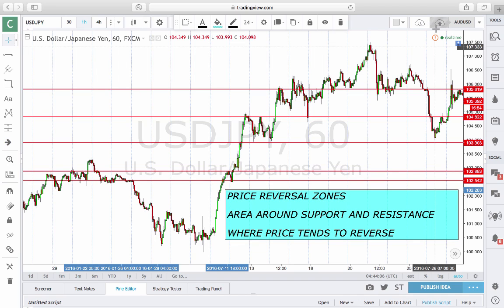For me, what I found was areas within the market where price pretty much reversed, based off a couple key things. What price reversal zones are is an area around support and resistance where price tends to reverse. So obviously you guys have already gone through the support and resistance video, but adding on to that, I want to give you guys a visual reference, a visual tool to help you when it comes to seeing what really is going on within the markets so we can understand market structure.